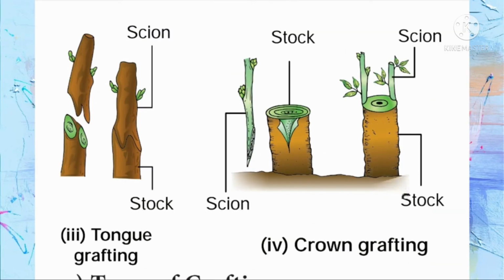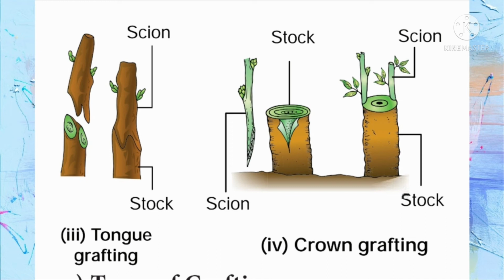Here you can see the tongue grafting from the diagram. We take the stock as well as the scion and make an oblique cut. This is an oblique cut, you can see here in the diagram, and we properly fit the scion into the stock region with graft wax.